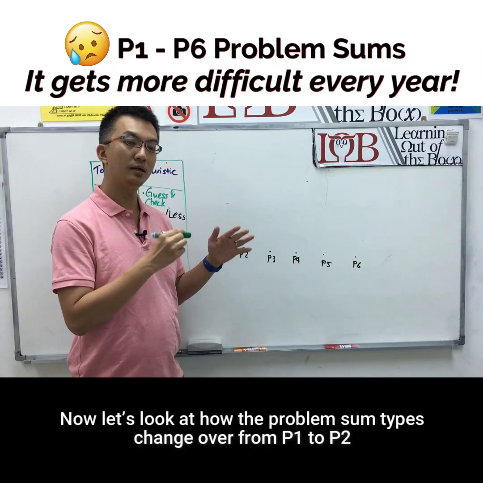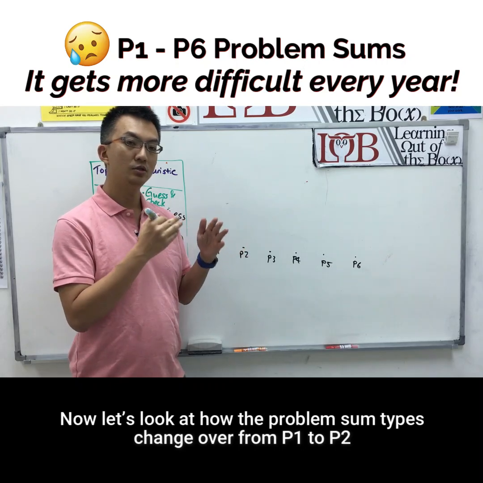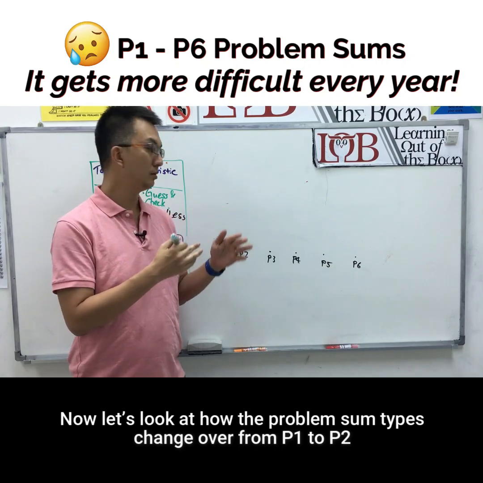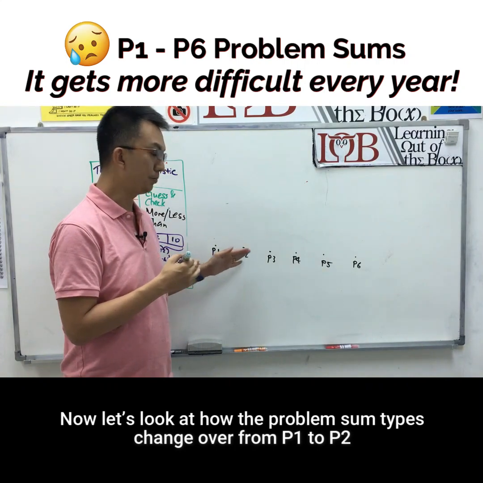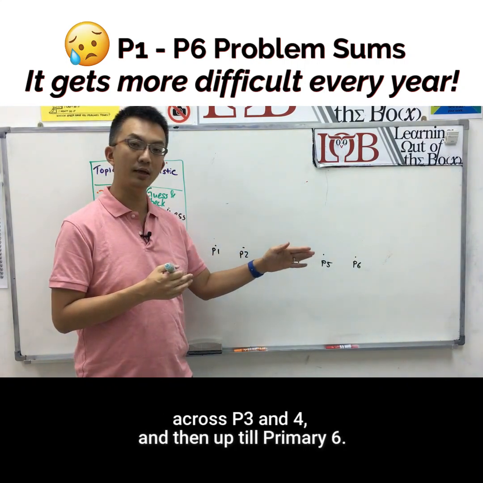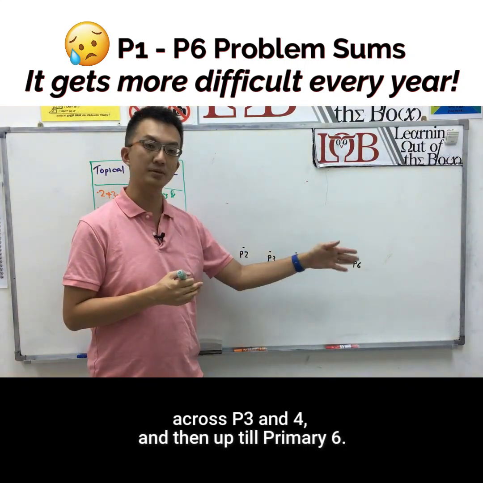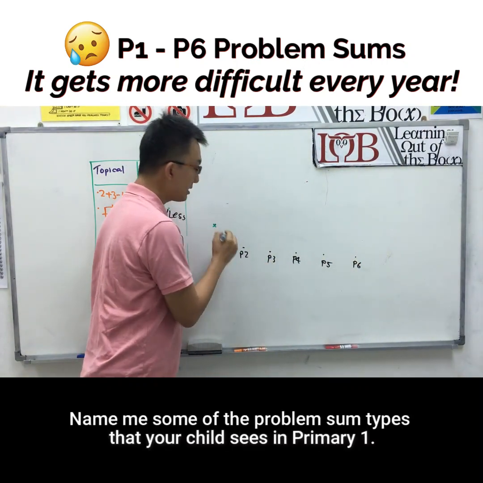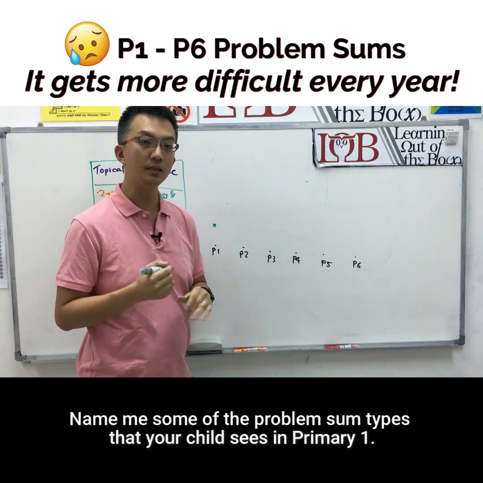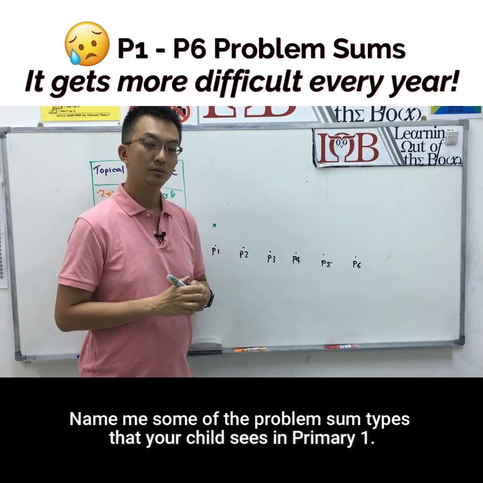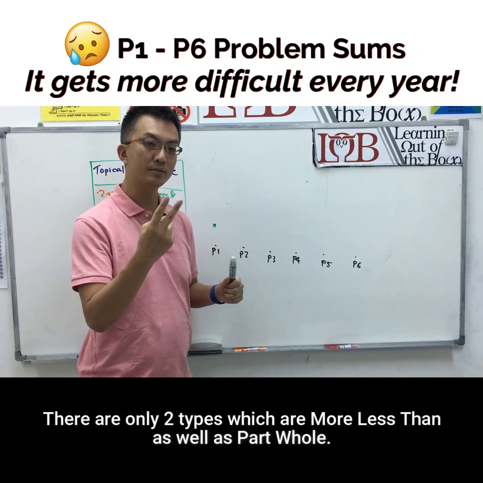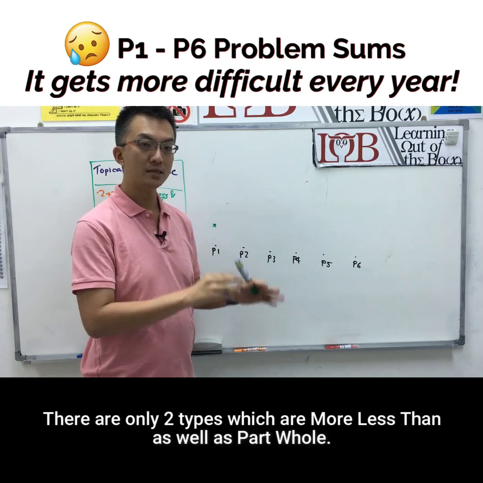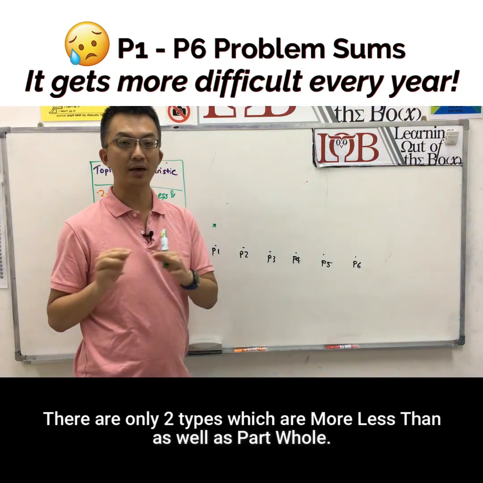Now, let's look at how the problem sum types change from P1 to P2, across P3 and 4, and then up to primary 6. Okay, so name me some of the problem sum types that your child sees in P1. There are only two types.